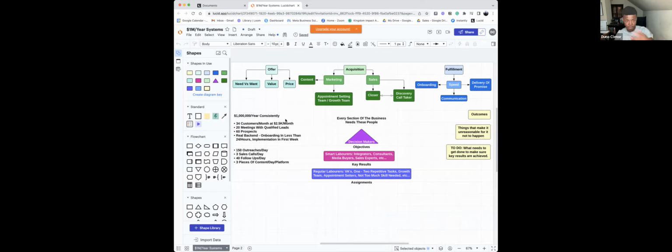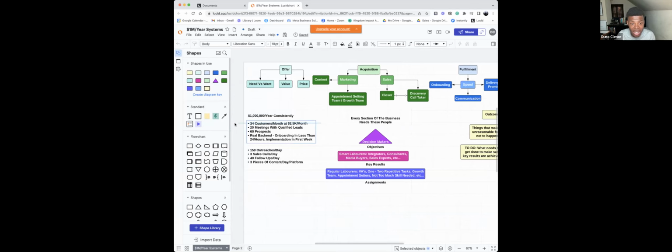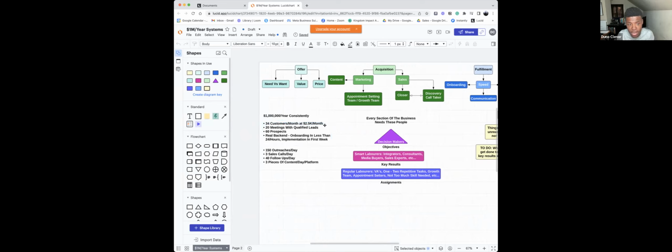Like for us, scaling to $1 million a year consistently, we would likely need 34 customers a month at 2.5K, let's say we were charging 2.5K. We would need to be signing this many people per month at this price.